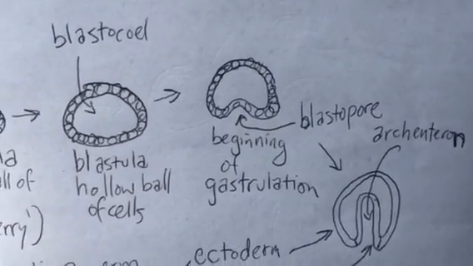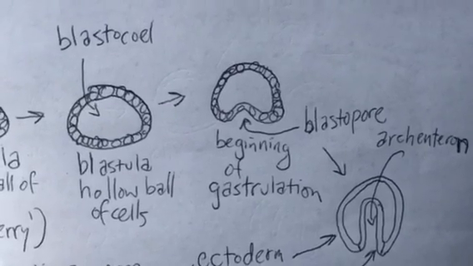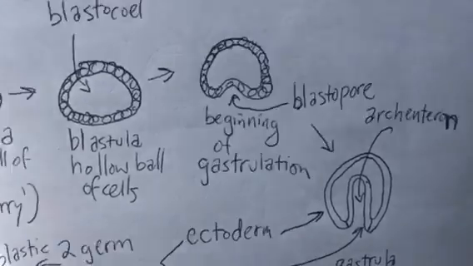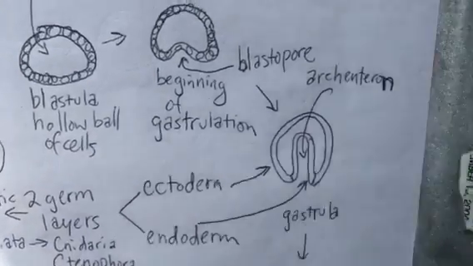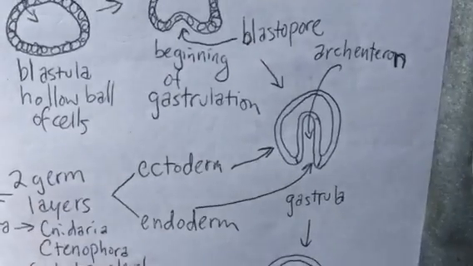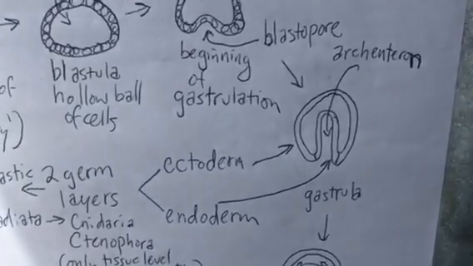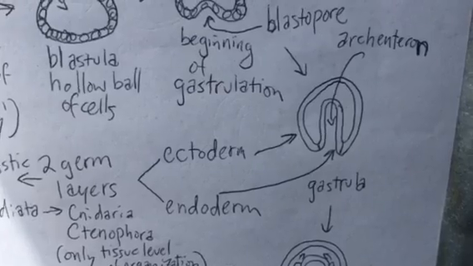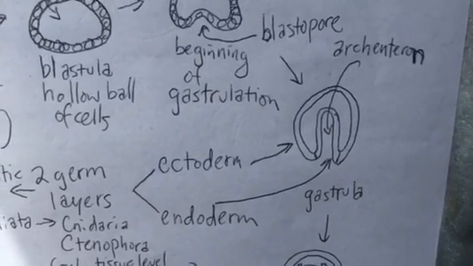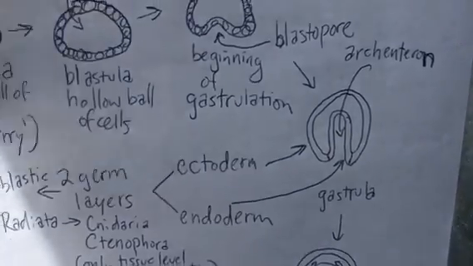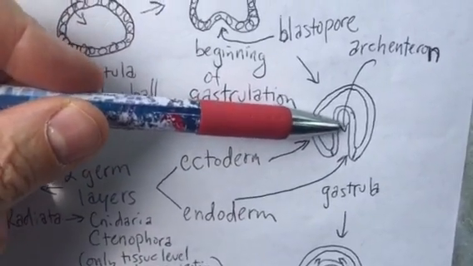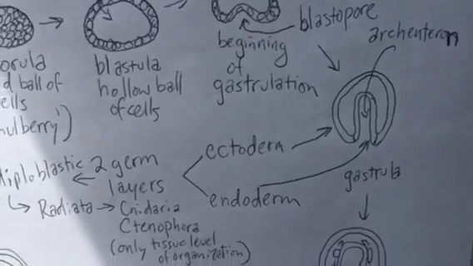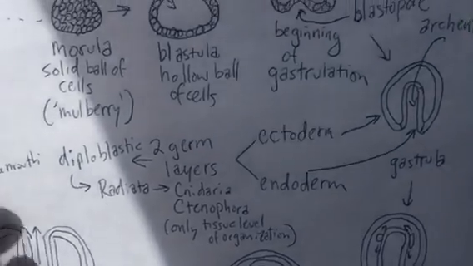And we get a little dent in the blastula. It's called the blastopore. Alright, so when that happens, we end up with 2 layers of cells. We have an outer layer and an inner layer. The outer layer is called the ectoderm. The inner layer is called the endoderm. And now we finally form what's called a gastrula. And the space here in the middle, right there, you see that? That's called the archenteron.